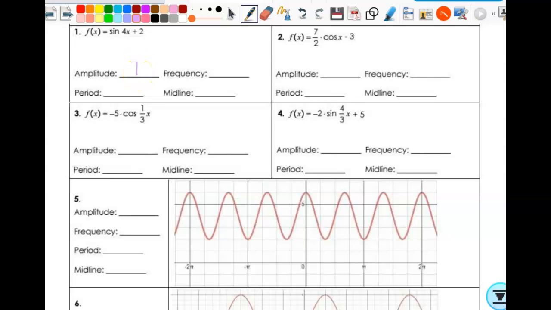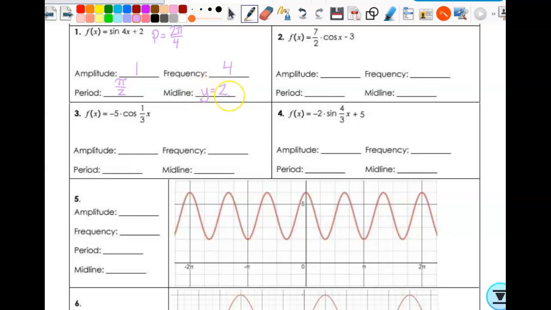Okay, the frequency I can get directly from the equation. What's the frequency? 4. So it's the absolute value of B. To find the period is always going to be 2 pi divided by the frequency. So I have 2 pi over 4. What does that become? Pi halves. And then my midline, it's a line, so it's y equals what? 2.